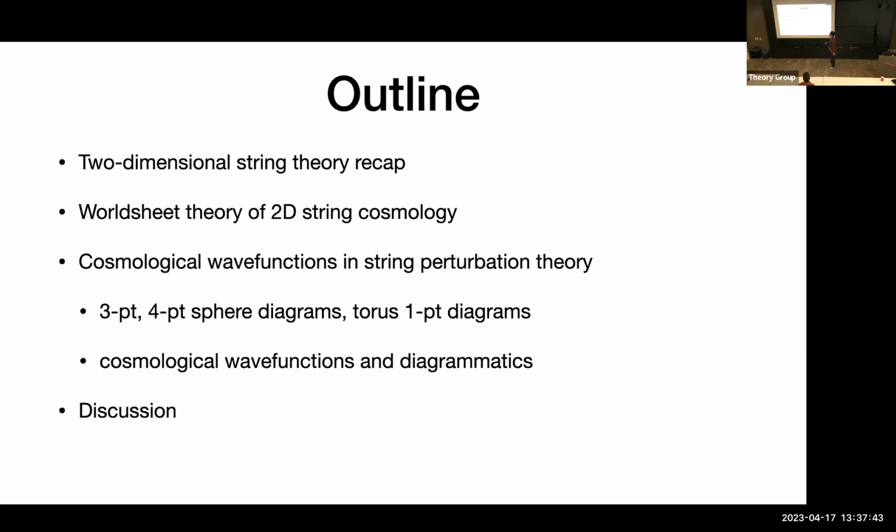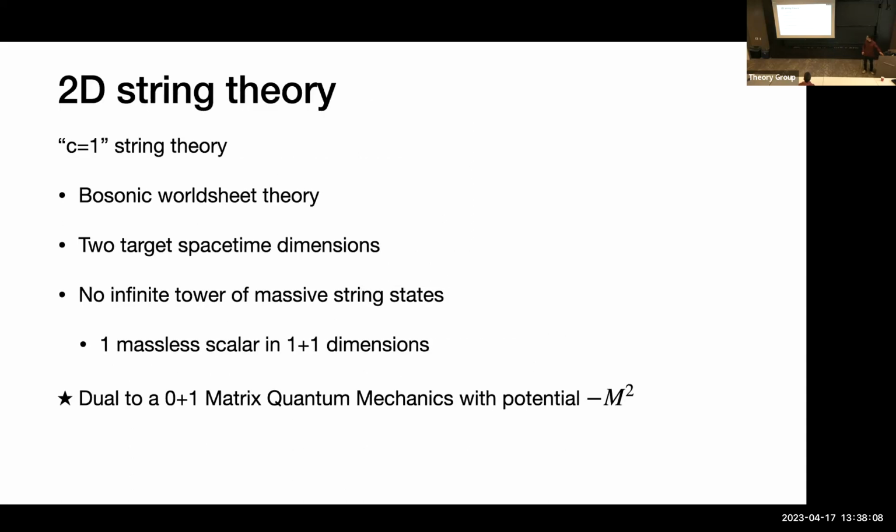Explicitly, I'll show the computation of a couple of simple observables, like the 3-point and 4-point sphere diagrams, as well as the torus 1-point diagram. Then right after that, we'll see how these combine to contribute to a given cosmological wave function. And as you'll see, there are still plenty of open questions, so we'll finish with a discussion of those and future prospects. Okay, so let's jump right into it.